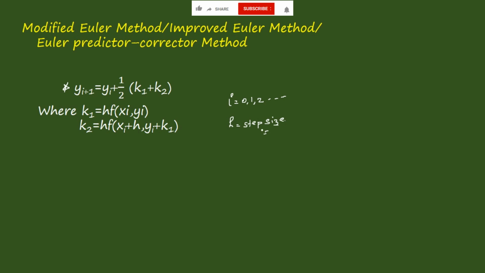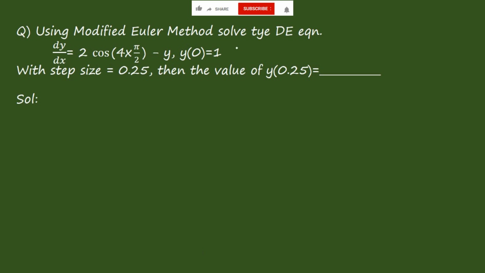Let us solve one of the problems on it. Now coming to a question. The question is, using modified Euler's method, solve the differential equation dy by dx is equal to 2 cos of 4 pi by 2 minus y, where y of 0 is equal to 1, with step size 0.25, then the value of y of 0.25 is equal to.